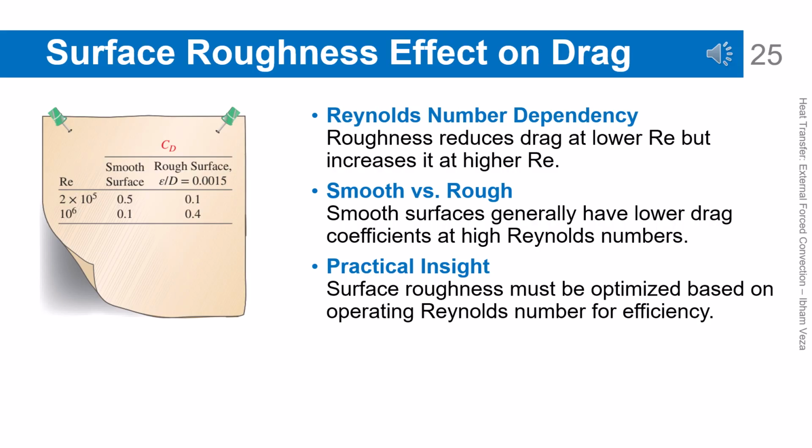At lower Reynolds numbers, roughness can help reduce drag. In contrast, at high Reynolds numbers, smooth surfaces usually give lower drag. This shows that there is no single universal solution for all flow conditions. Surface design must always consider the operating Reynolds number range.